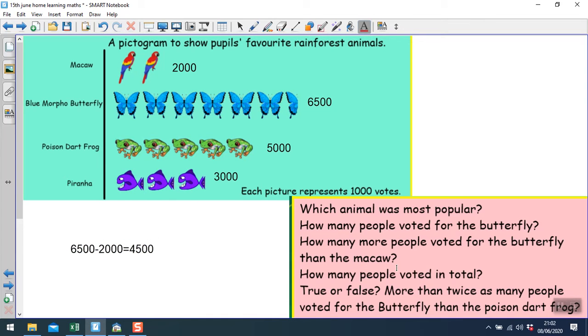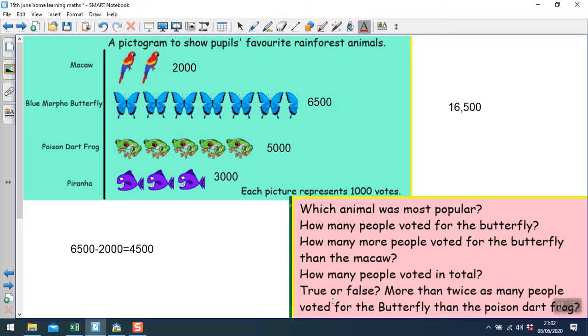How many people voted in total? So you've got to add all these numbers together. You've got 3,000 add 5,000 is 8,000, add 2,000 is 10,000, 10,000 plus 6,500 is 16,500.